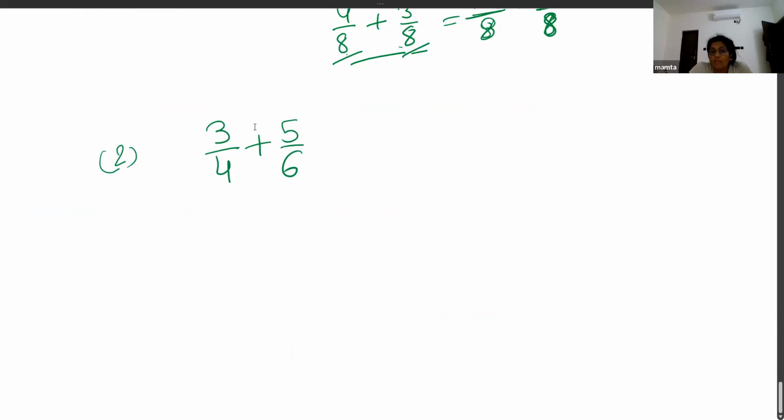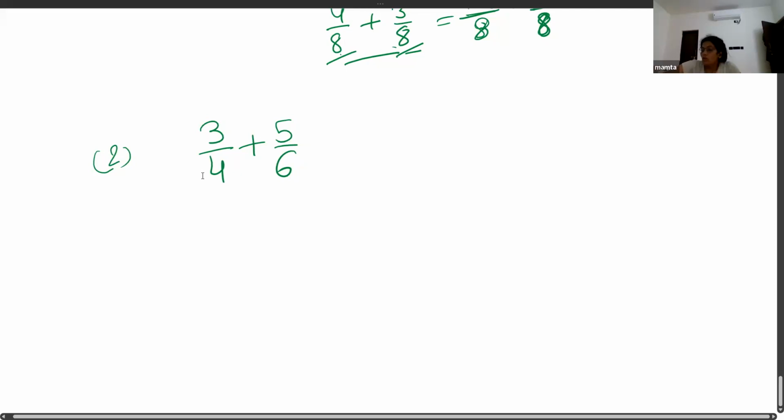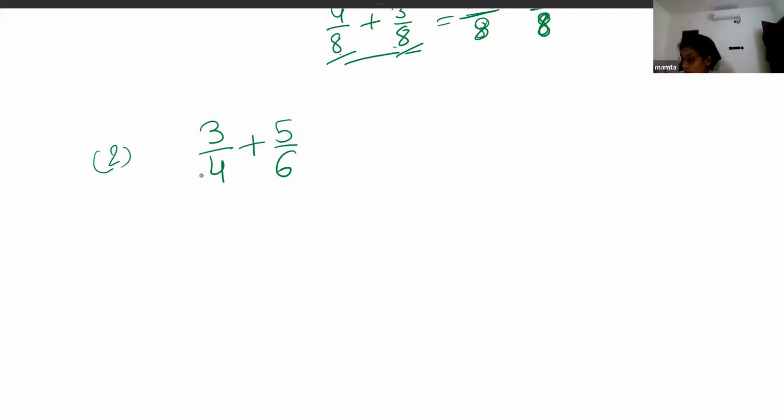We are discussing how to add the fractions. So how to add the like fraction and how to add the unlike fraction. So these both are unlike fractions. Are they unlike or not? Ma'am, they are. Their denominator is not the same. Okay. So how to add the unlike fraction?